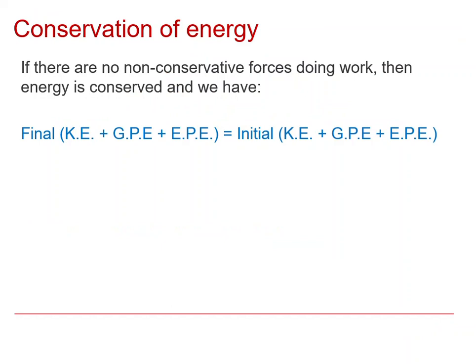What is the conservation of energy principle? Well, basically if there are no non-conservative forces doing work, what does that mean? It means forces other than the forces in a stretched string or due to gravity. Then energy is conserved, and we have that the final energy is equal to the initial energy, where the energy is the sum of three parts: kinetic, gravitational potential and elastic potential.